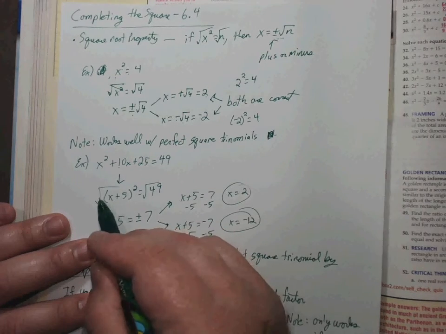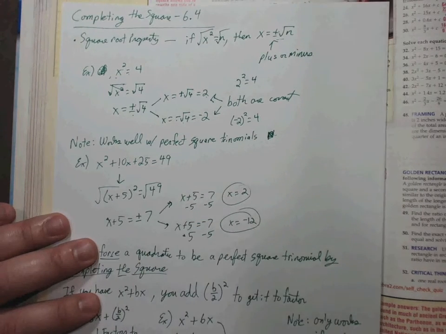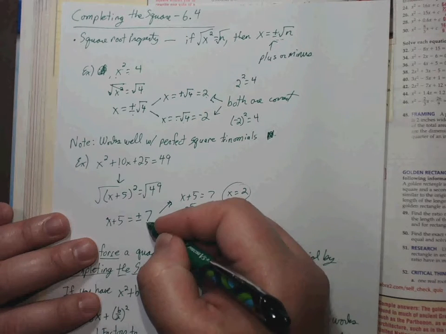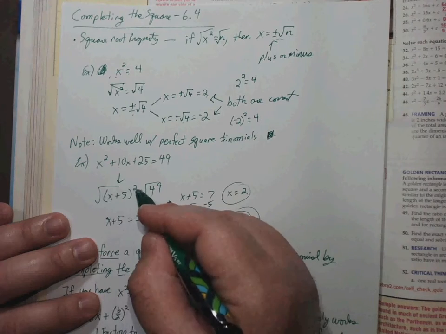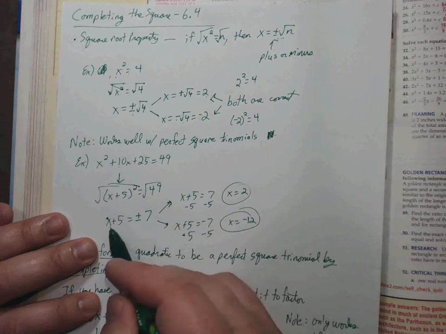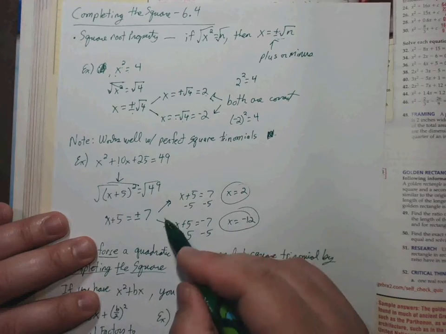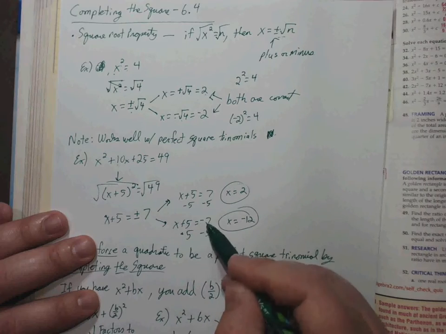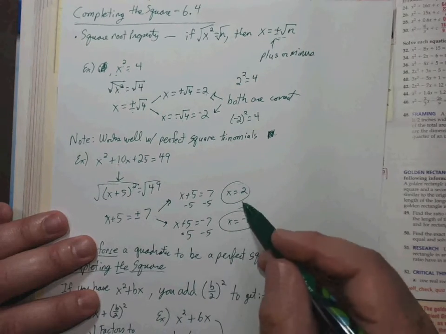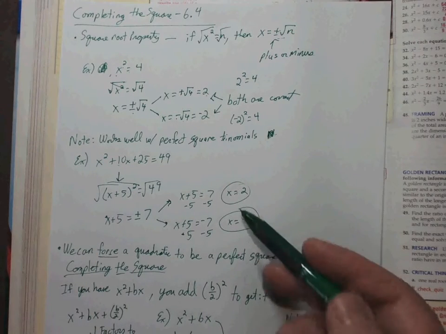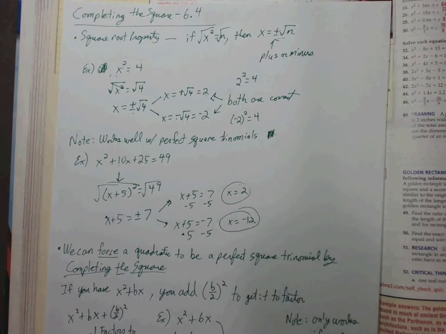So what happens is, you take the square root of both sides. Well, what's the square root of 49? It's not just positive 7, it's also negative 7. So you take the square root to undo this square. Then you have x plus 5 equals both of those. So you do them separately. X plus 5 equals 7, and x plus 5 equals negative 7. You solve those separately and you get your two answers. Minus 5, minus 5. X equals 2 and x equals negative 12.